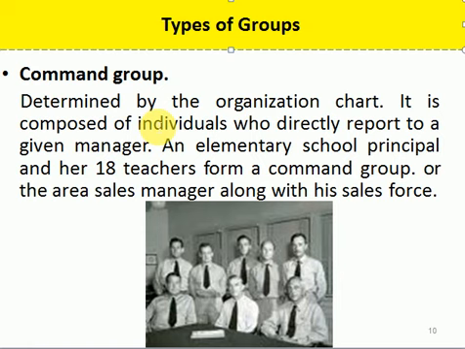Or maybe another example: the sales manager who is selling things in the markets might have some other forces, which are called sales forces, under which they are selling their products. These sales forces are directly reporting to their sales manager. This sales manager is then reporting to their own line manager. So this kind of group, in which the other members are responsible to a given manager, is called a command group.